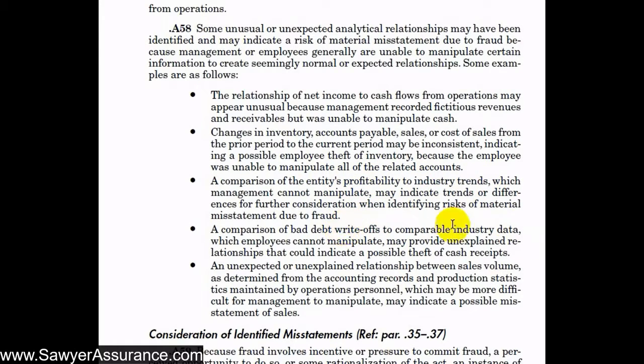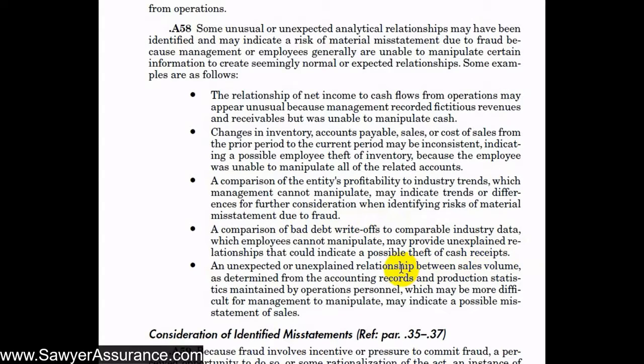And as another comparison to industry data, which management can't manipulate, maybe bad debt write-offs might not be comparable. And so that might be indicative of an employee stealing cash receipts. So, for instance, if a customer pays off their receivable, the employee pockets that payment and then writes it off as a bad debt rather than receiving the cash and writing off the receivable.